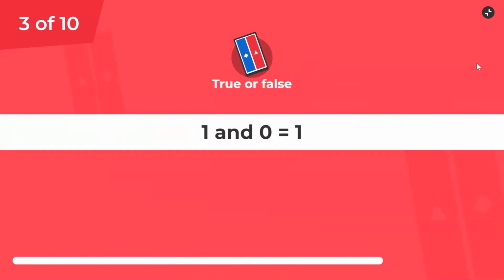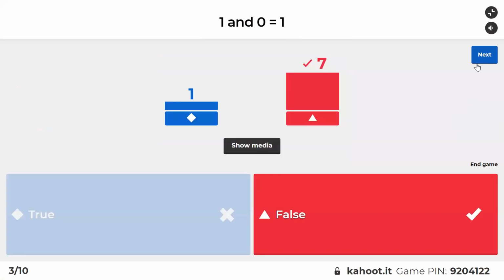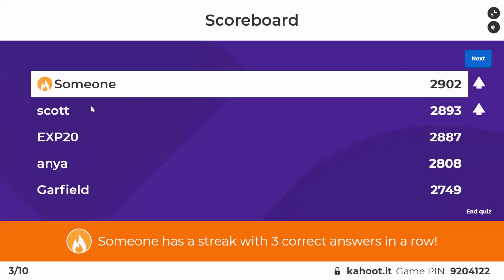True or false? 1 AND 0 equals 1. Okay, the answer is false, because the AND function is comparing if both of your values are equivalent to 1. And because 0 is not 1, you will not get 1 as a result. Oh, someone and Scott have risen up the leaderboard.